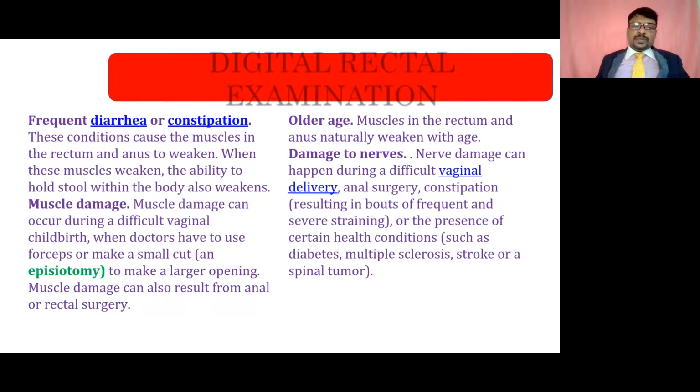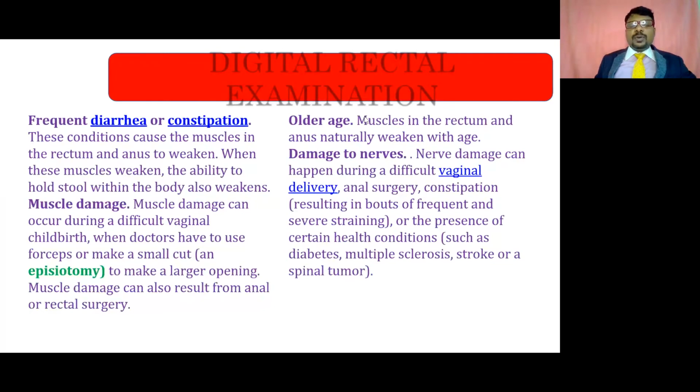The complications come from frequent diarrhea, constipation, or any muscle damage. Those who have frequent diarrhea and constipation may get damage to the anus and weakness, which may give fecal incontinence. Muscle damage can occur during a difficult vaginal birth, such as an episiotomy, where the vagina is cut during delivery if the birth canal is small. This may damage the muscles and cause incontinence.